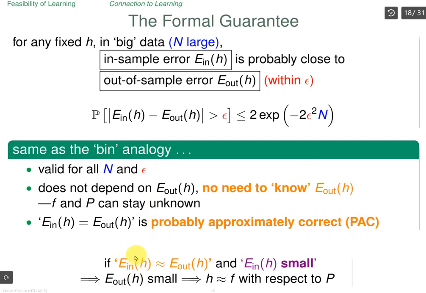So we can summarize. If in sample error approximates out of sample error and in sample error is small, then out of sample error is also small. That could mean that our fixed hypothesis will approximate target function f with respect to some probability. This guarantee is very important, as we can have hopes that a fixed hypothesis can approximate something unknown, our unknown target function, as long as we have a huge number of examples.